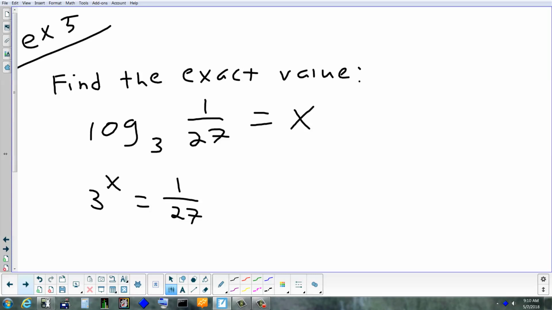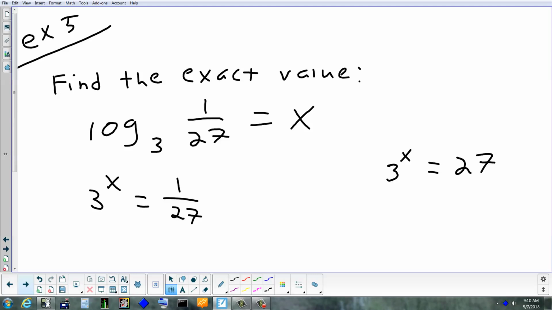Now, if you get stuck on that, because it's a fraction, in your head for a second, just think of this problem. Instead of thinking 1 over 27, pretend it was just 27. Now, the answer to the one on the right and the one on the left, it's not the same answer, but they're very close.